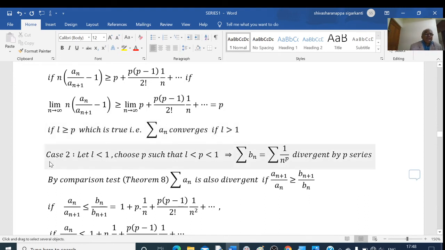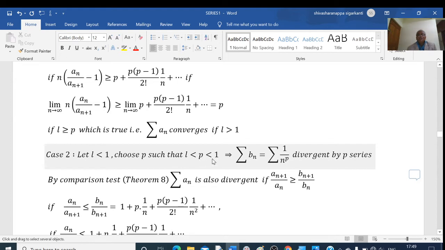And in the second case, let L be less than 1. Now I will choose p such that p lies between L and 1. That is, L less than p less than 1. That is, choose p such that L is less than p less than 1. Here p is less than 1.